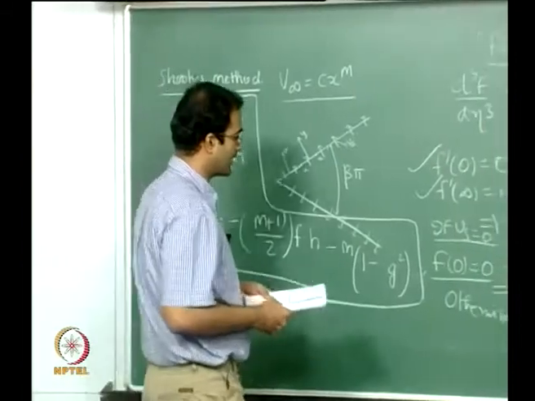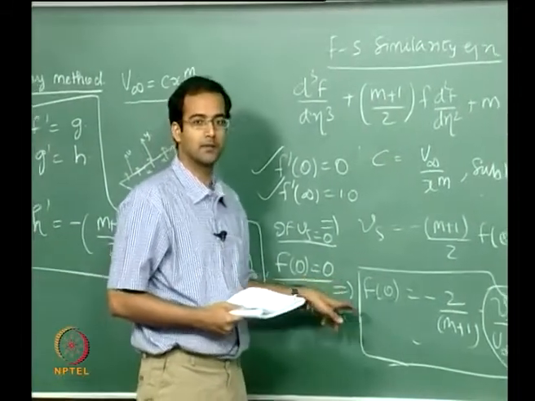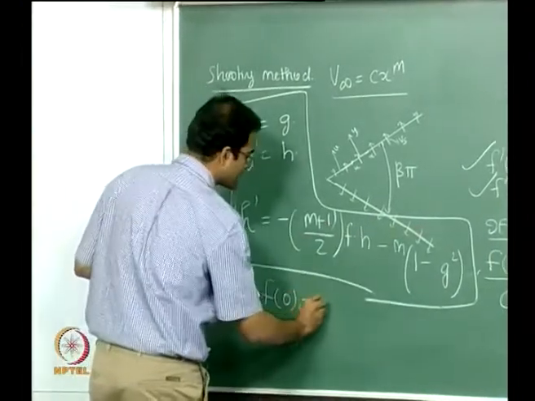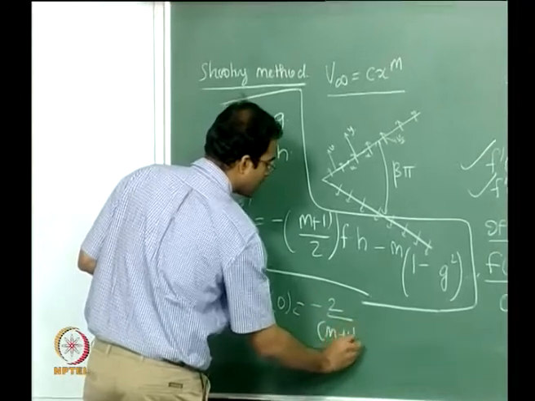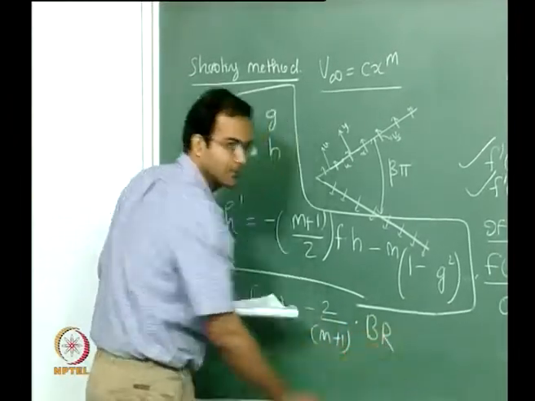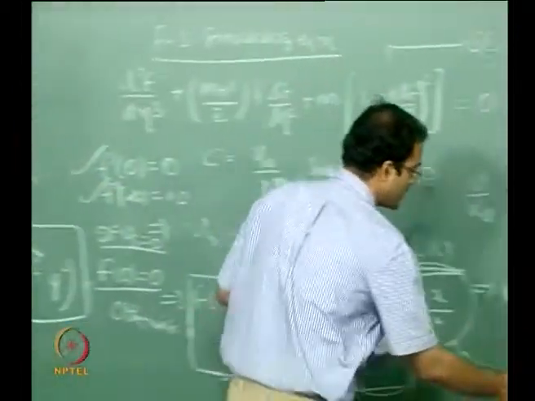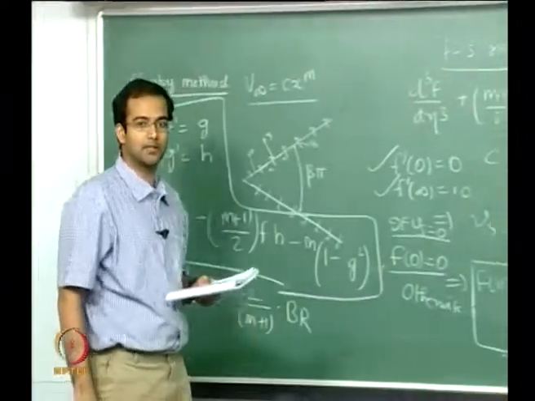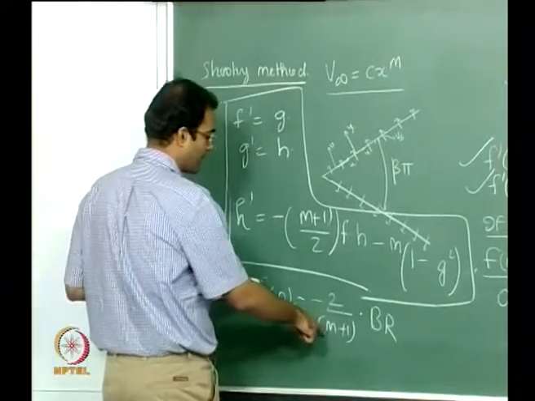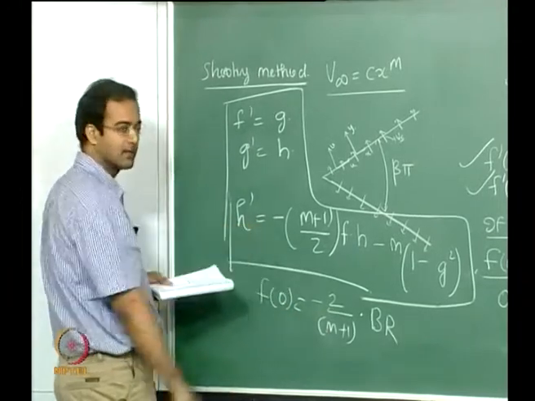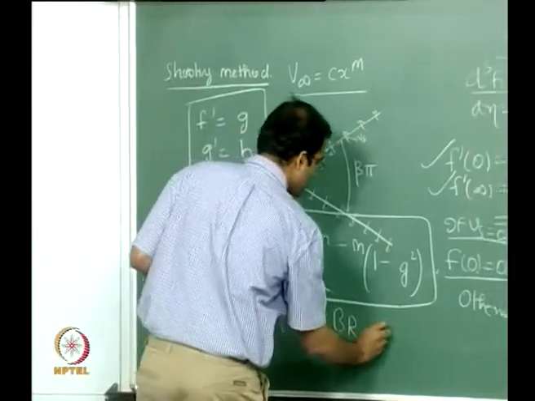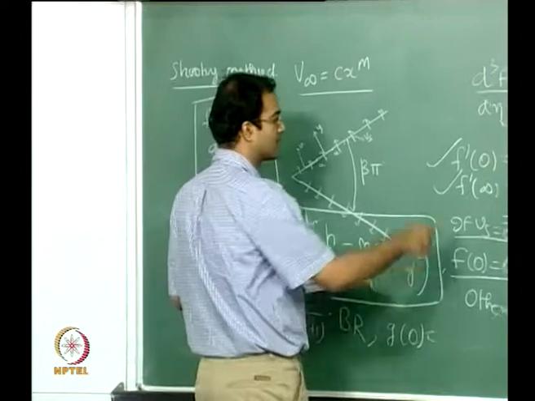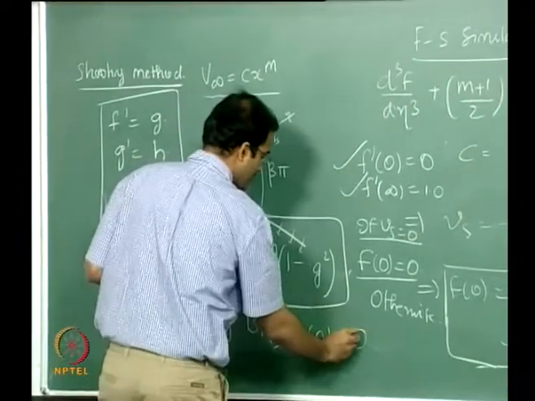So earlier it was f of 0 equal to 0, now f of 0 is equal to minus 2 by (m plus 1) into blowing ratio. So for this entire thing, let me use the notation Br, it could be some constant value either positive or negative. So for a given value of m this is some constant. What is the other boundary condition? g of 0 will be 0, because g of 0 is f prime.